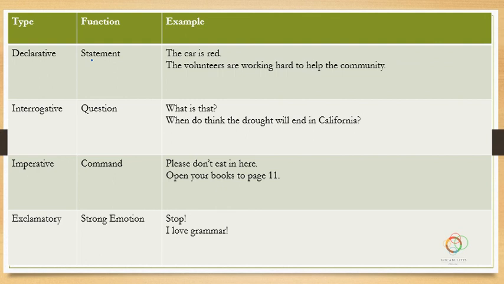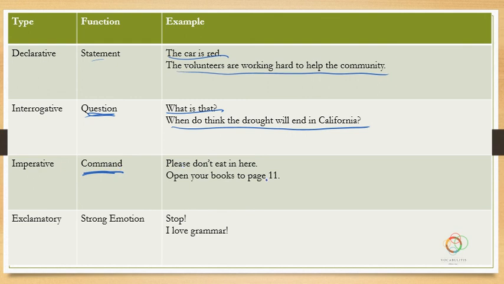Declarative sentence is a statement: the car is red, the volunteers are working hard to help the community. Alright, those are just plain statements, your normal typical sentences. Interrogative sentences are questions, asking something. What is that? When do you think the drought will end in California? These are interrogative sentences.